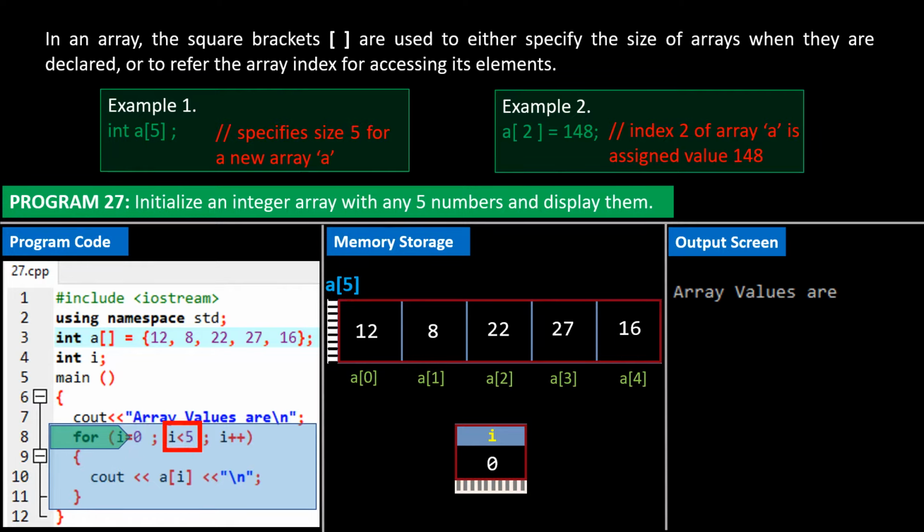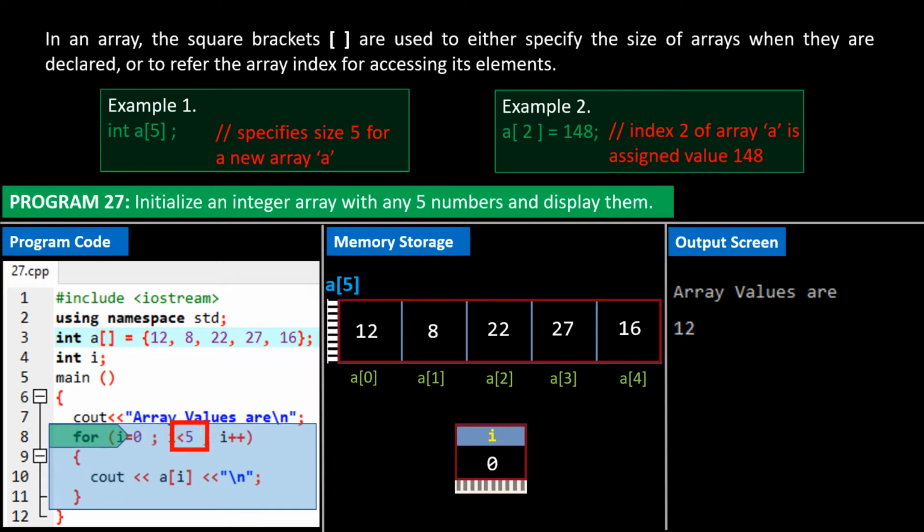Program control then checks if I is less than 5. I is 0. So yes, I is less than 5. Program control shifts to line 10. A of I, or A of 0, which is 12, is printed onto the output screen, and then the \n character takes output control to the next line on the output screen.